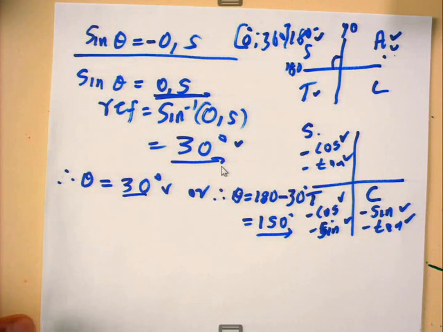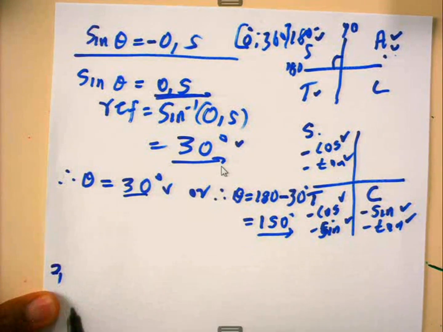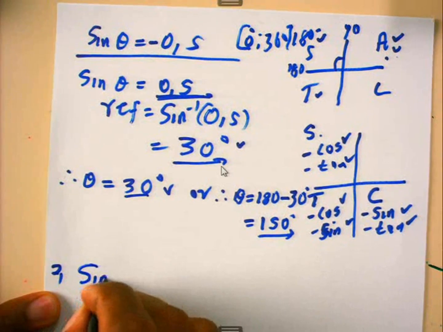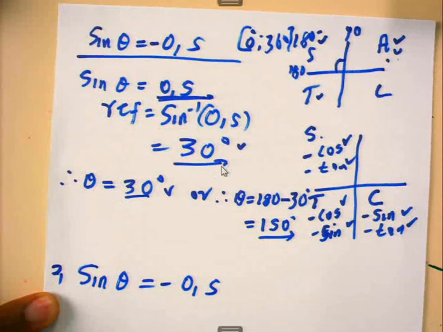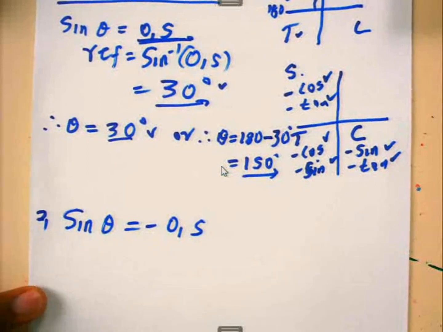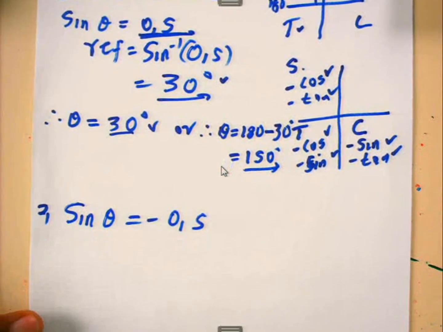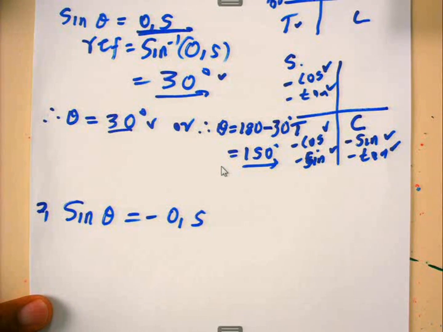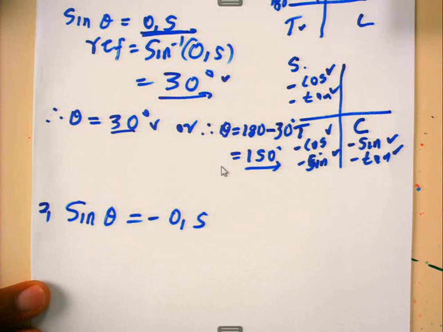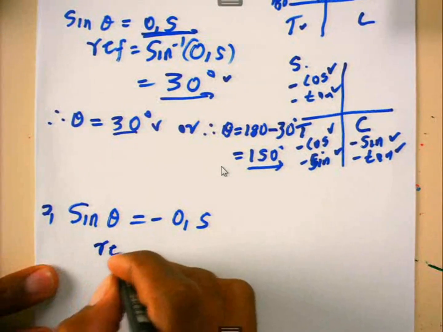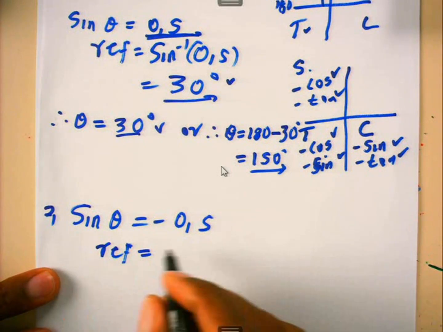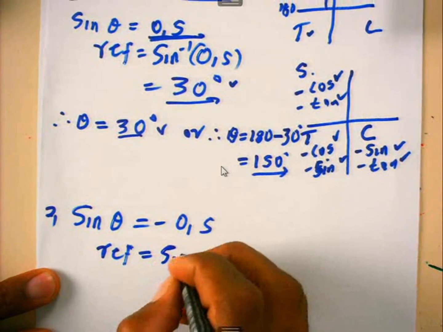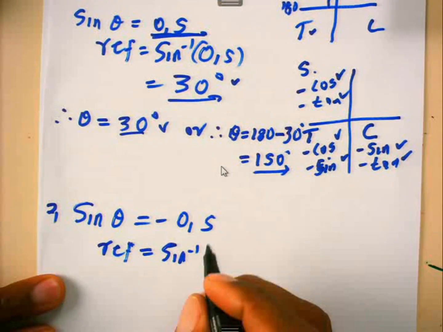Let us take this one as a second example: if sine theta is equal to negative 0,5. What is it that you are going to do in this case? Yes, we are still going to do the same thing. The first thing that we need to have is the reference angle. It's very important. We are not yet solving for theta. Then the reference angle will be the inverse of sine of what?